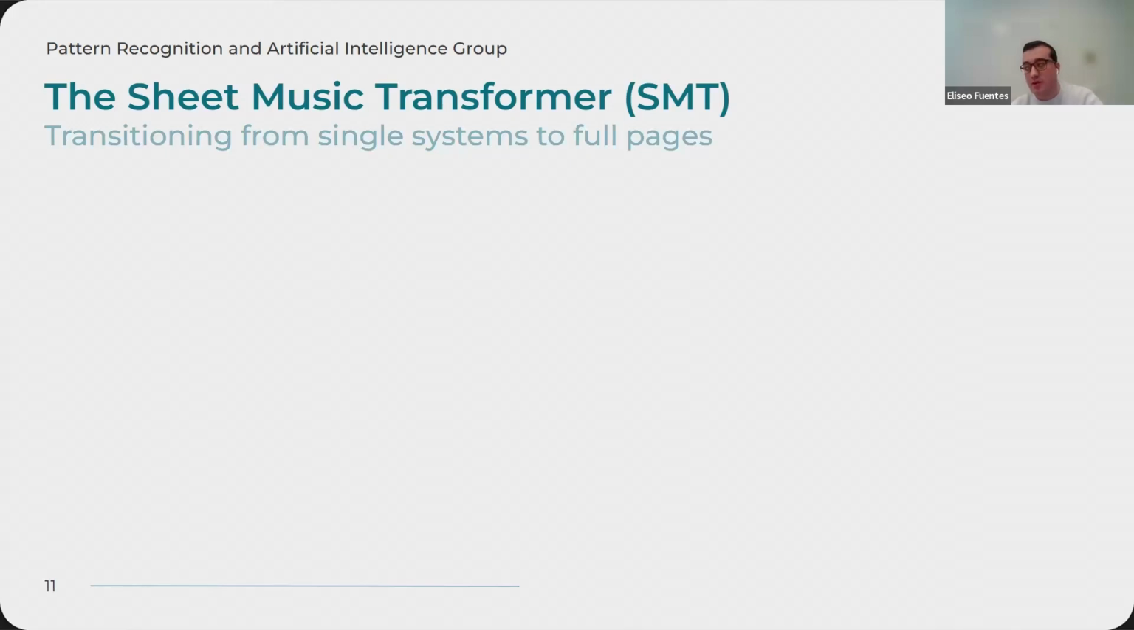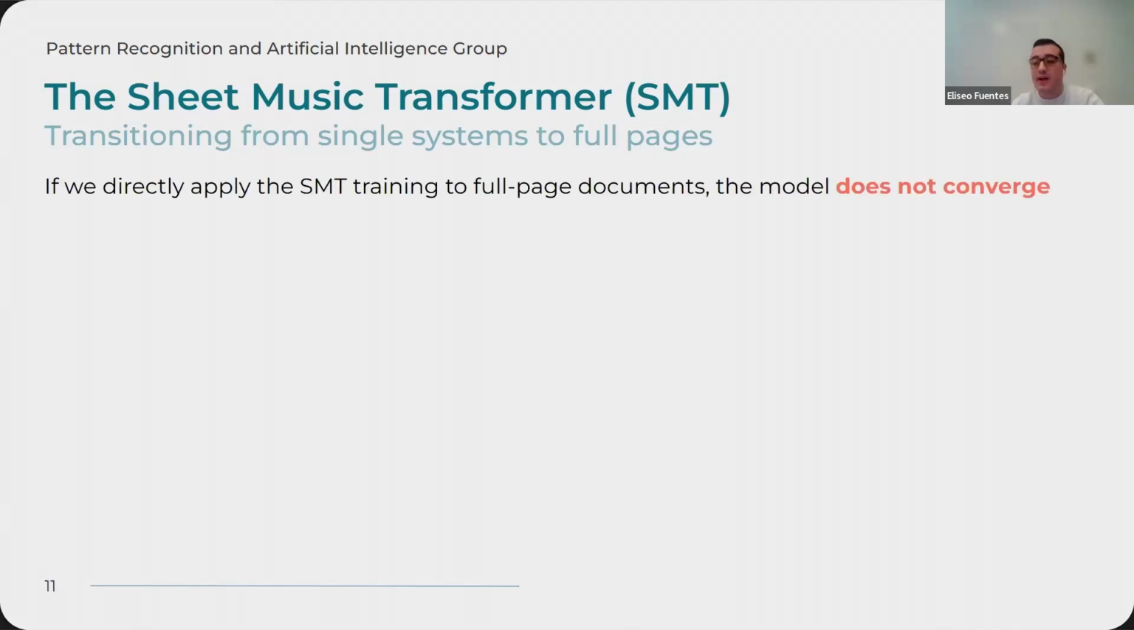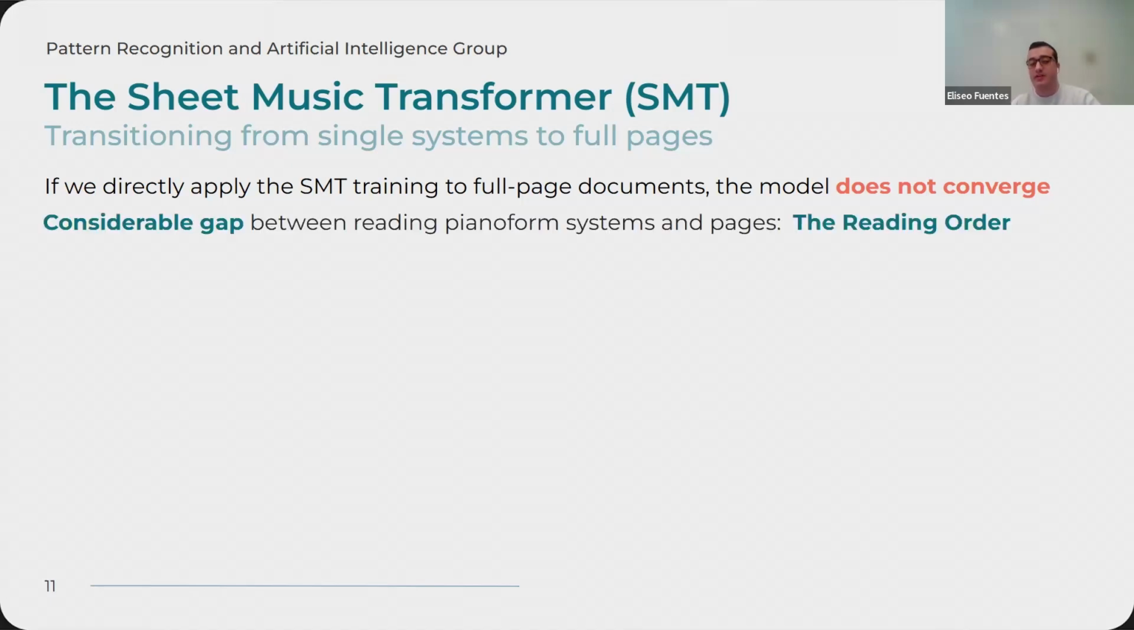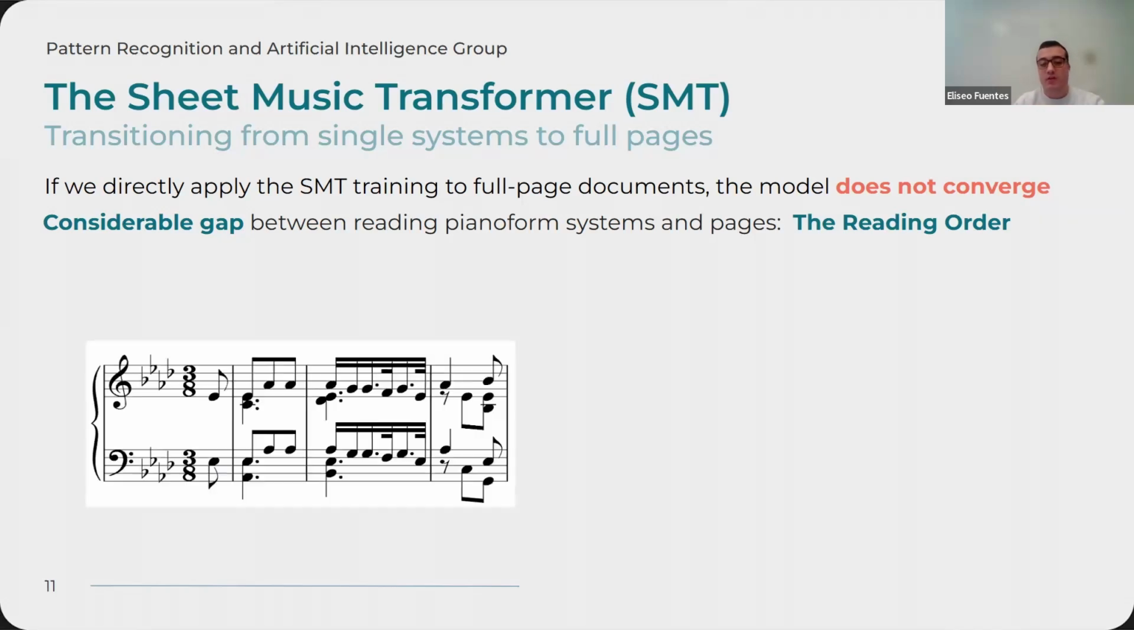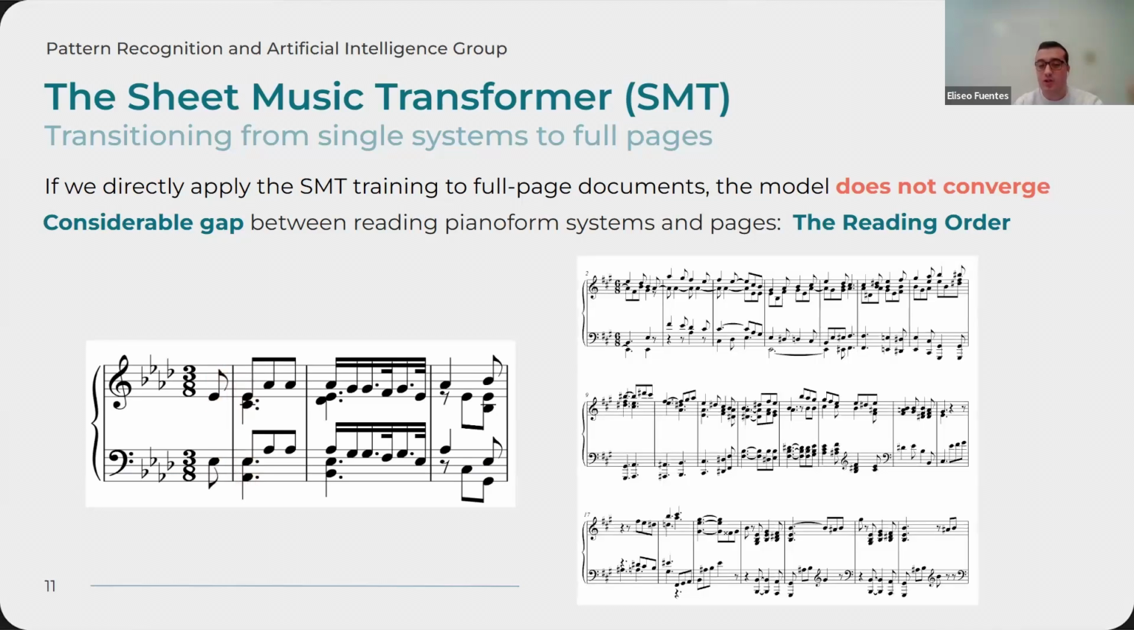There is one thing also: when transcribing full page scores, whether monophonic or in this case Pianoform scores, we cannot do it straight away with the sheet music transformer and autoregressive mechanisms, because there is a considerable gap between reading a pianoform system, what the state of the art does, and pages, which is the reading order interpretation. First of all, a music system is read from down to up and left to right, as I show here. So there is one reading order hierarchy.